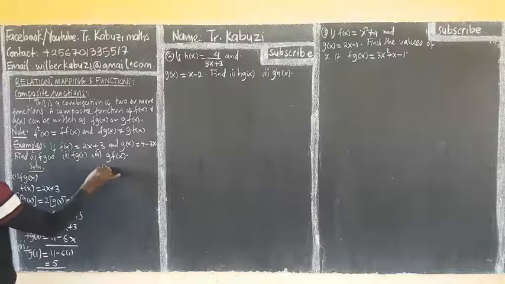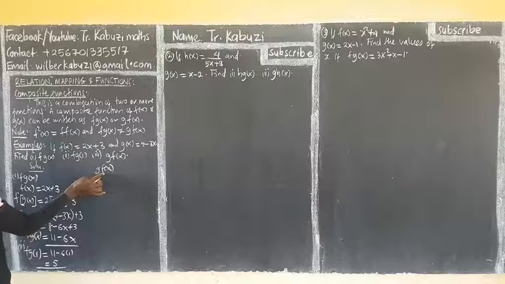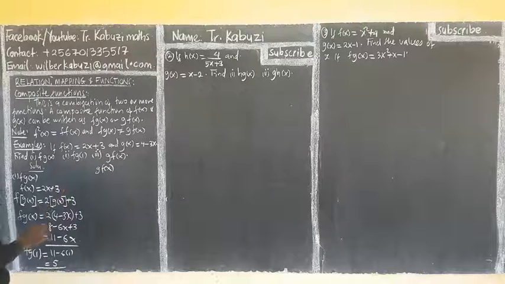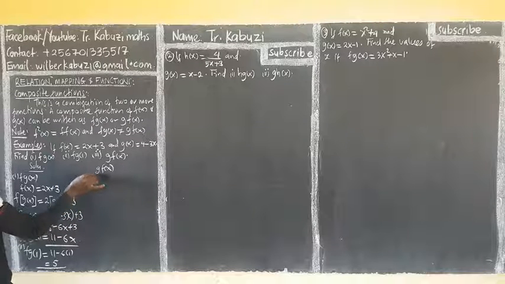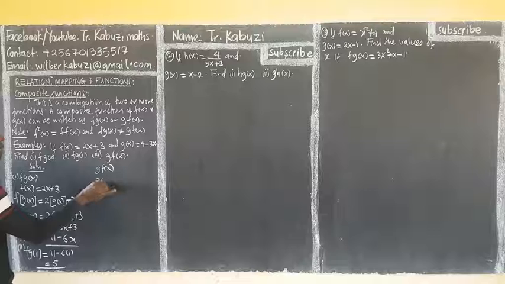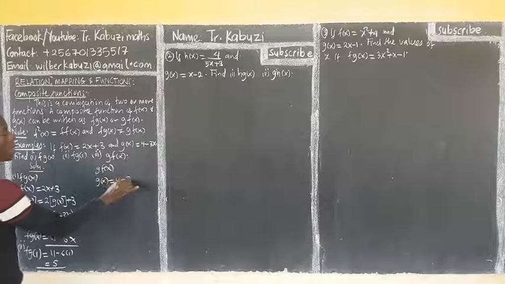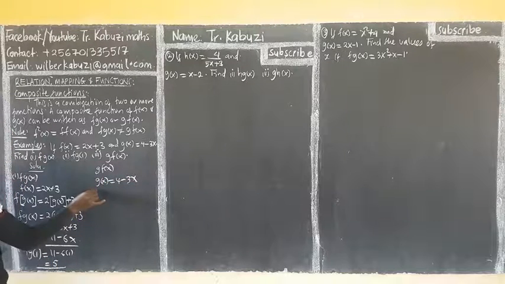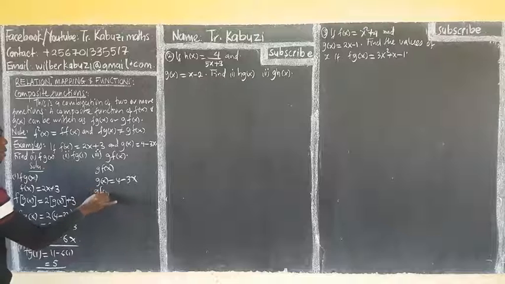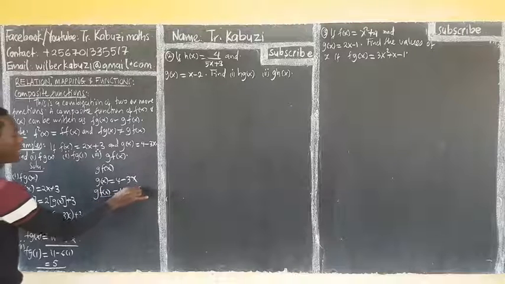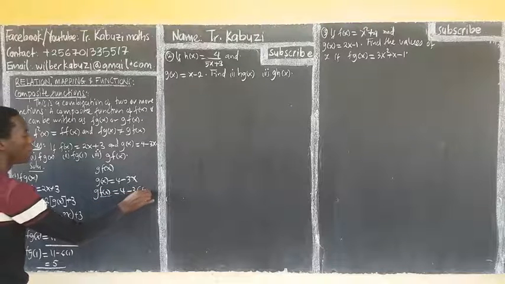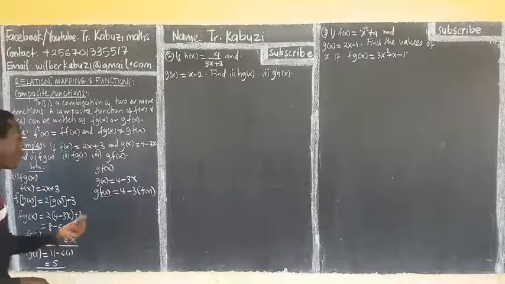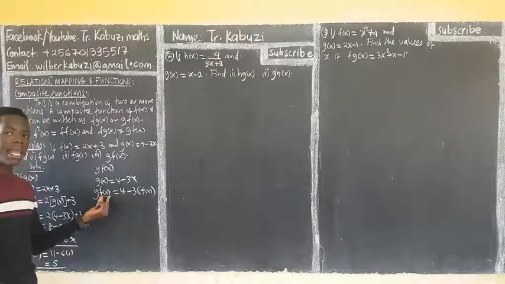g f of x, this means they are substituting f in g. Now g is the one starting, so they are substituting f in g. Now I start with my function, which is here. g of x is 4 minus 3x. It means that for g f of x, where there is x, they are substituting the whole of this. It will be now 4 minus 3 into f of x. So where there is x, they are substituting f.